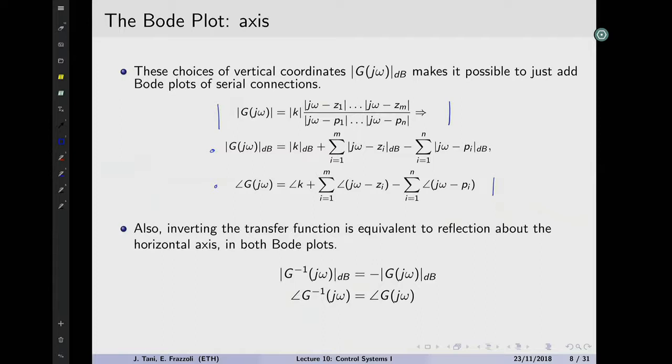Another nice property is that, always by leveraging logarithms, we can take, for example, the magnitude of a term that is at the numerator or at the denominator, but just put a minus in front of it. Because the logarithm of 1 over something is equal to minus the logarithm of something, right?